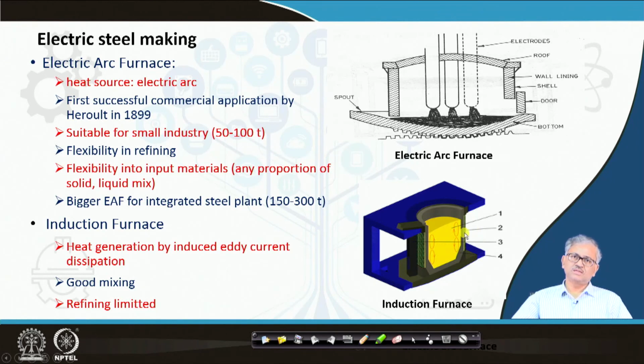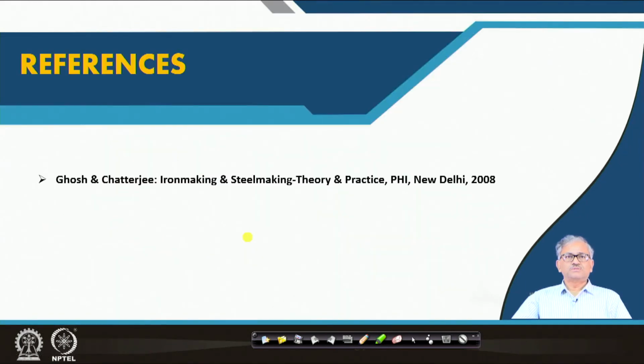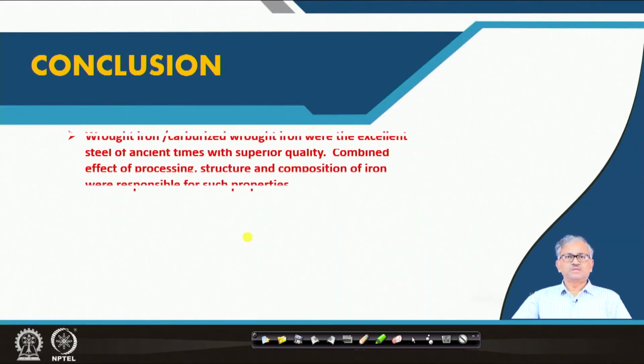So this is your induction furnace. Here the source of heat is eddy current dissipation in the charged material, and that melts it, and refining also takes place to some extent, but it is mainly for scrap melting and limited refining. So this is electric arc steel making. There are two: one is the electric arc furnace and the other is the induction furnace. Okay, so these are the references, mostly strategy and conclusion.